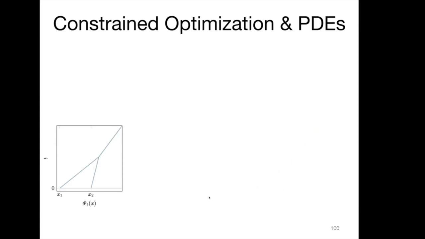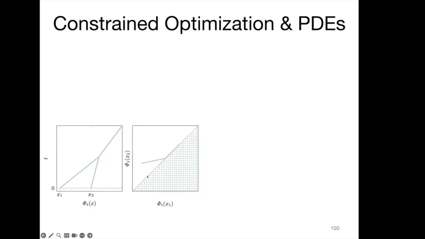So far, what I've been telling you about the Euler and Burgers equations is all very classical. But now we want to get to something a little newer, which is a connection between constrained optimization and the Burgers equation, or more generally the Euler equation. If we now look at this diagram, it shows the characteristics starting at x1 and x2. They collide and then they merge.